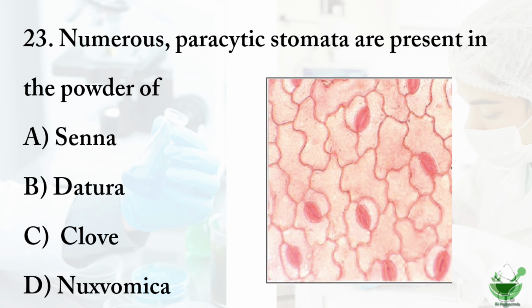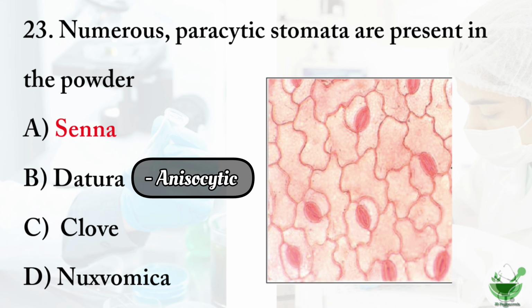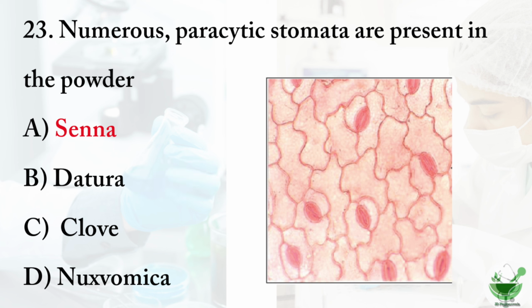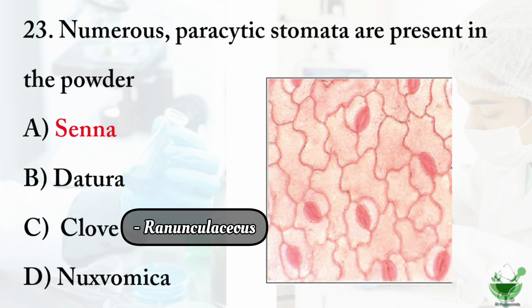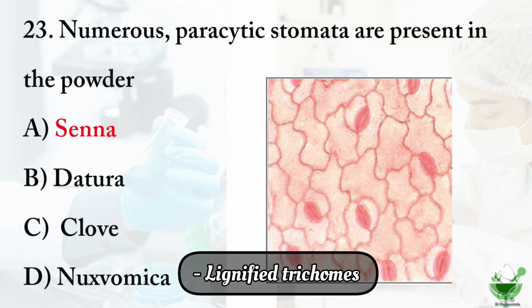Then question number 23. Numerous paracytic stomata are present in the powder of option A, senna, option B, datura, option C, clove, option D, nux vomica. The correct option is option A, senna. The other drugs: datura has anisocytic stomata, clove has ranunculaceous stomata. So nux vomica is known for its lignified trichomes.